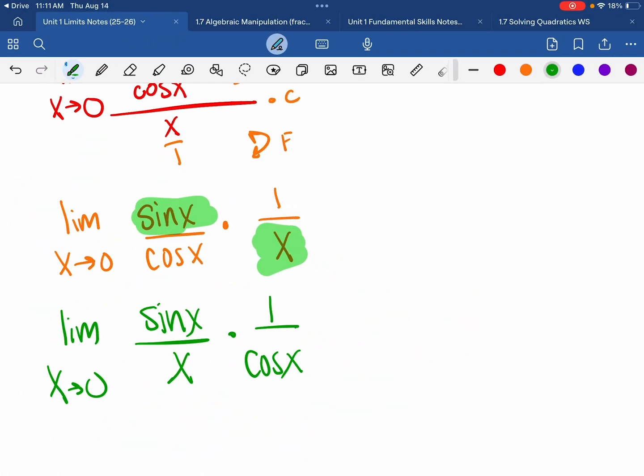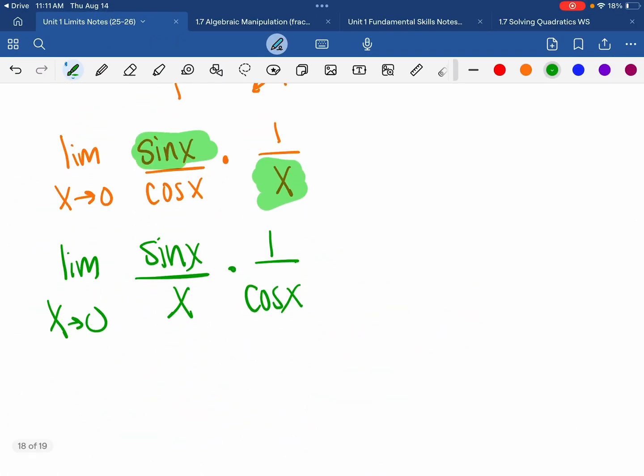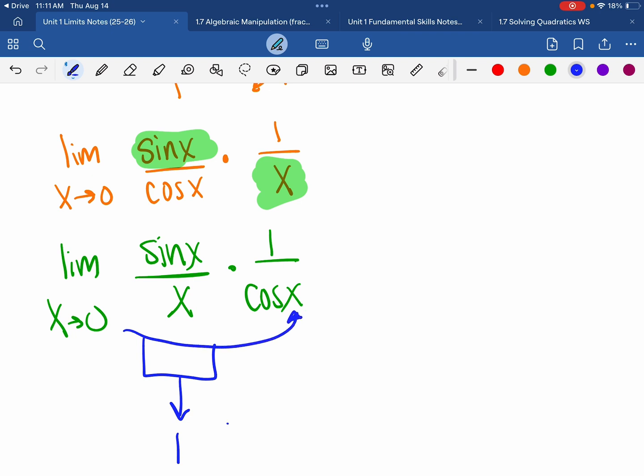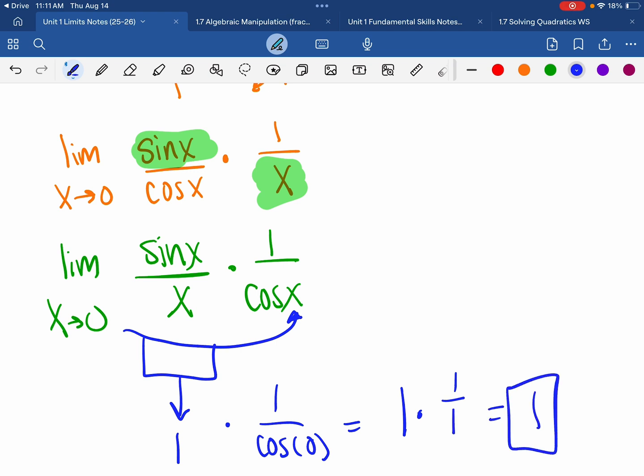All right, so now I know from the special trig limits that the limit as x approaches 0 of sine x over x is 1. And I can directly substitute in 0 into this other part. So it's cosine of 0, which, what is cosine of 0? 1, and 1 times 1 would be 1. So my limit is 1.